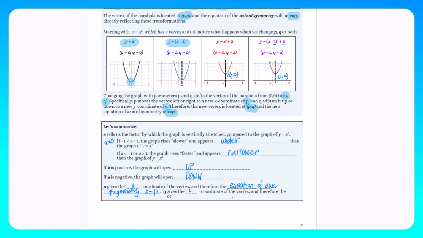Now, Q gives the y-coordinate of the vertex, but it also gives what is the minimum or the maximum. Remember, it depends on A. If A is greater than 0, then it's going to be a minimum, and it's going to be a maximum if A is less than 0. Let's do a few examples.